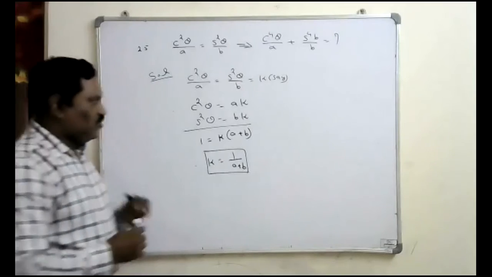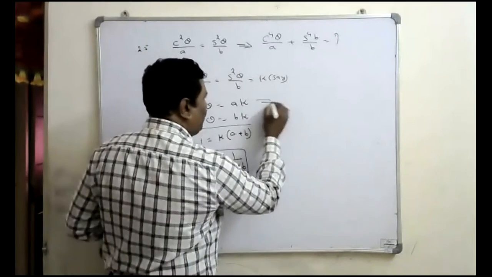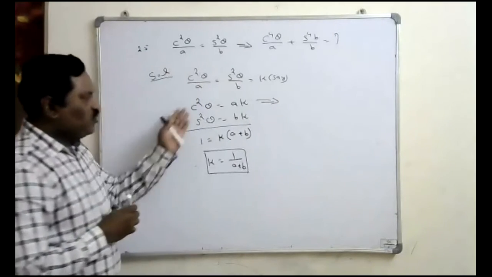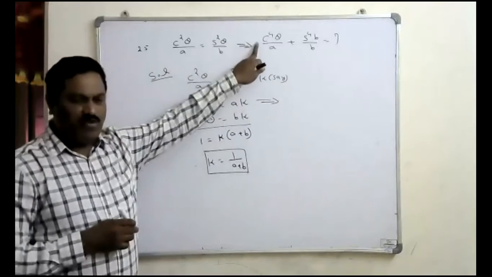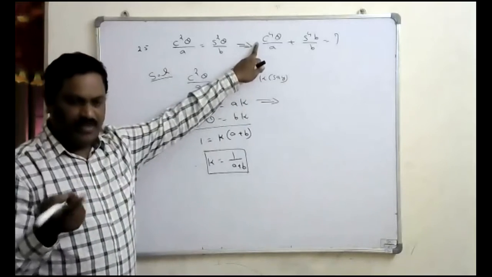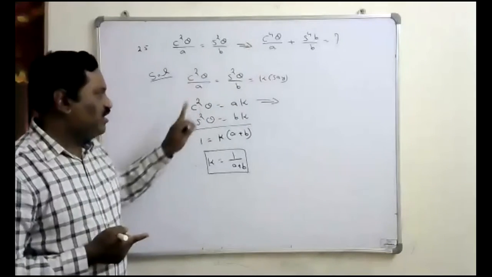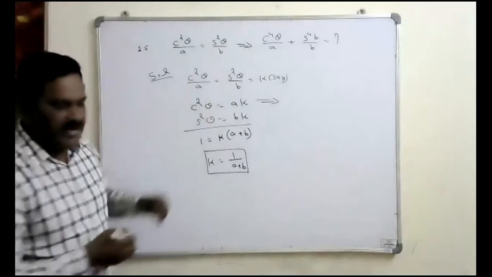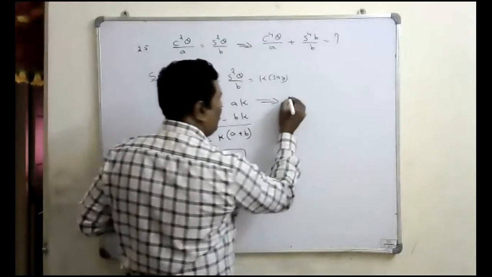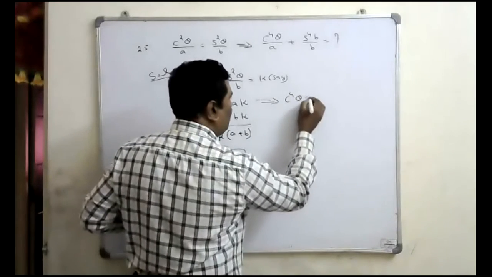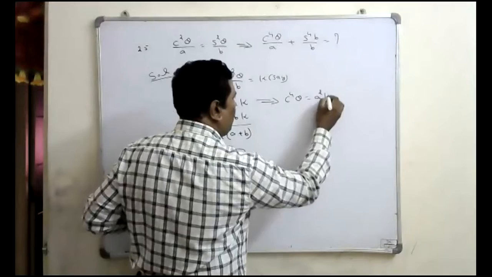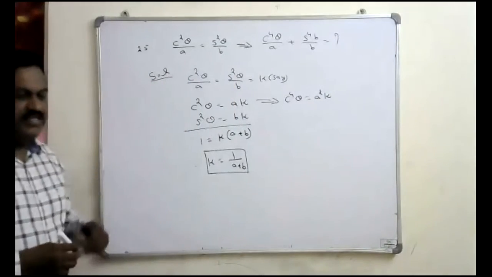Now I will square this equation on both sides because I want cos power 4 theta. To get cos power 4 theta, square this equation on both sides. If I square it, then we get cos power 4 theta is equal to a square k square.